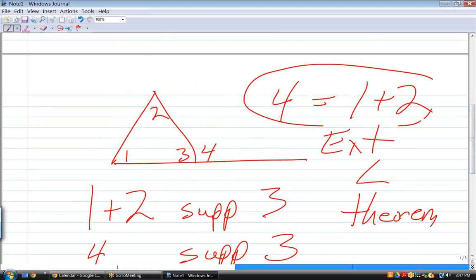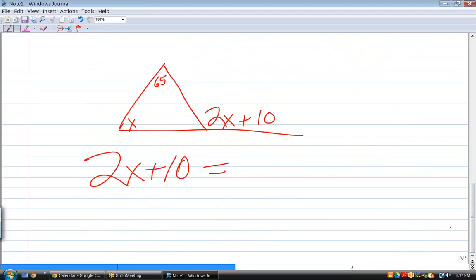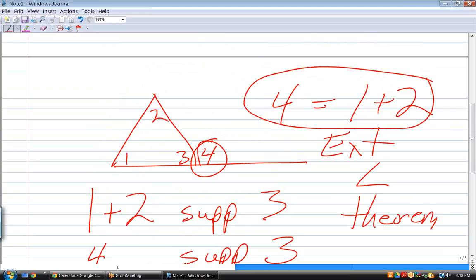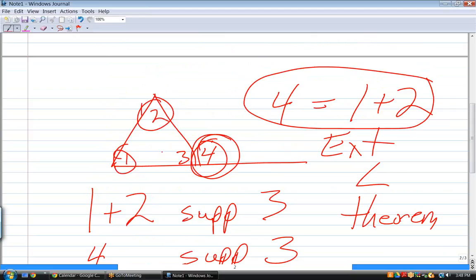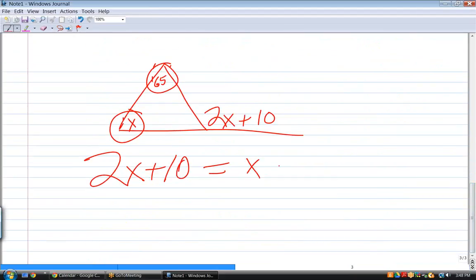Angle 4 is equal to 1 plus 2. In other words, angle 4 is always equal to the sum of the two angles that it's not a linear pair with. Right? Yeah. So, taking that logic to this diagram, what is 2x plus 10 equal to? Well, it's equal to this one plus this one. Notice the similarity. That's 4, that's 1 plus 2. In other words, the two angles of the triangle that it is not a linear pair with, it's a linear pair with 3, which means it's equal to 1 plus 2, or in this case, that's x plus 65.